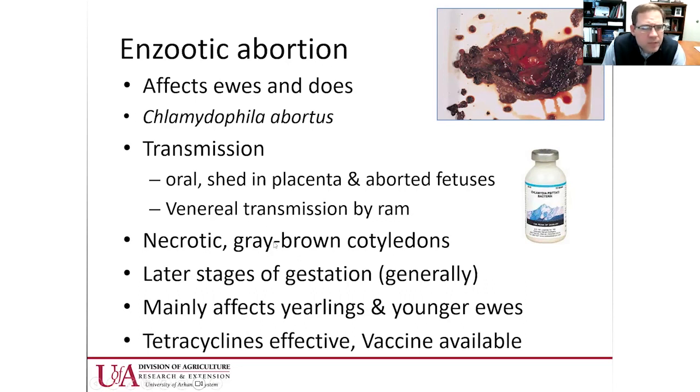What we see oftentimes with the placenta is a brownish red type of coloration to the cotyledons. So that's one thing to look out for, and it helps us differentiate this one from toxoplasmosis that I'll talk about in a minute. So this one will be kind of brownish red. Usually we see it causing problems in later gestation, and oftentimes it's going to affect younger animals in the flock. So it'll be the replacement ewes, or the younger ewes that may only be a couple, 3 years old, something like that. Tetracyclines are effective at treating this.